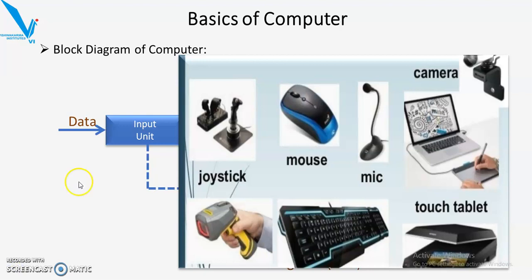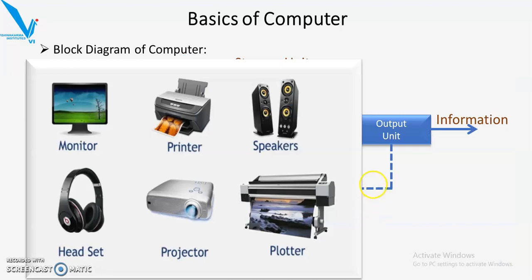Now which are the different input units? So we have here joystick, mouse, mic, touch tablet, keyboard, barcode reader, and so on. Similarly, we are having various output units or devices which are used for the output purpose, that is monitor, printer, speaker, headset, projector, plotter, and so on.